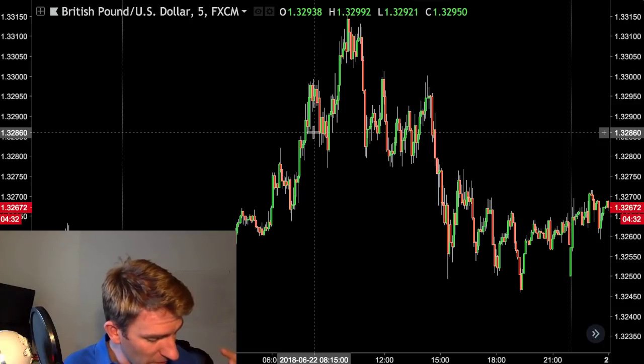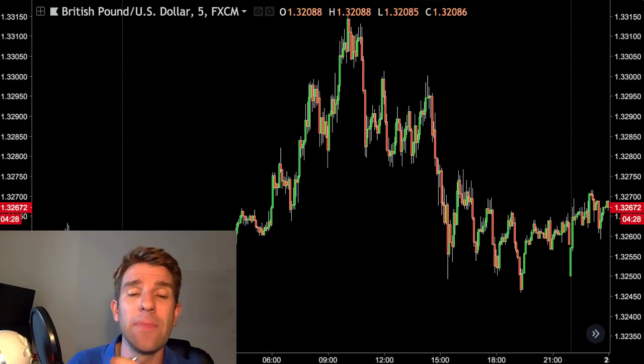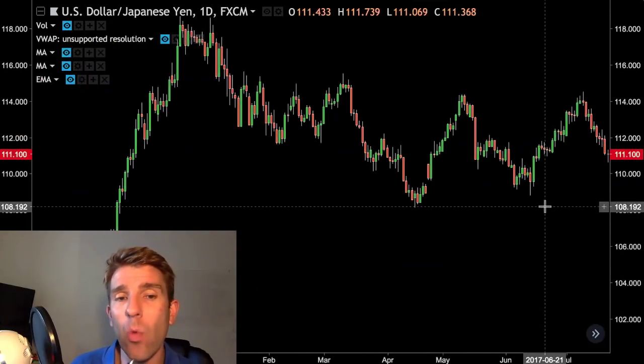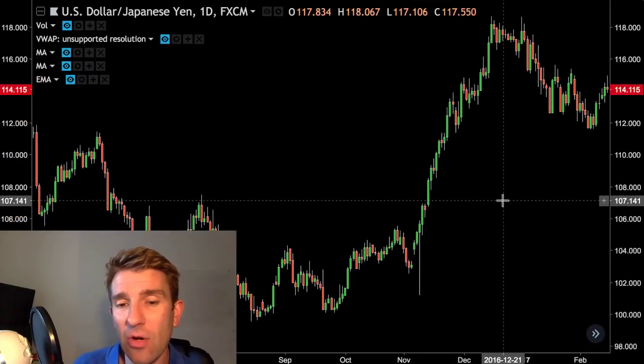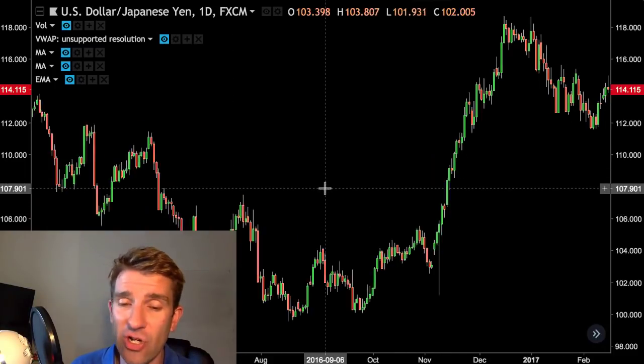Okay, got 2 more for you guys. This is a big one, really: letting one trade kill you. How many times have you let one trade really damage you? I've got US dollar yen up here now. I might as well look at it now. One day, the daily chart.